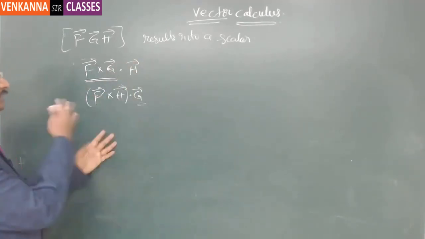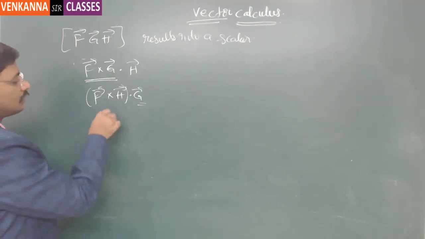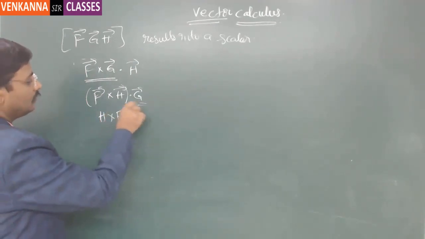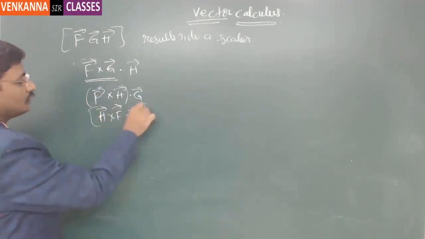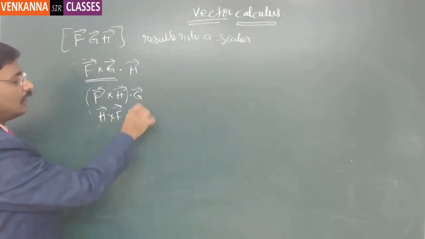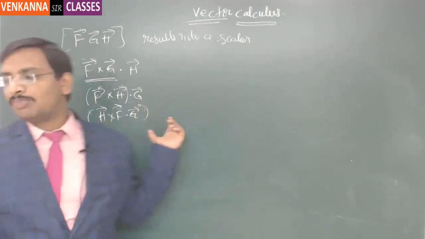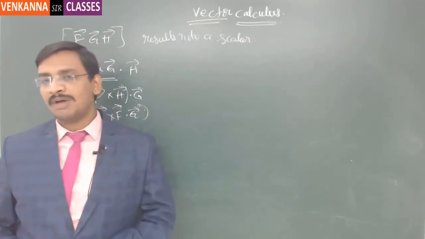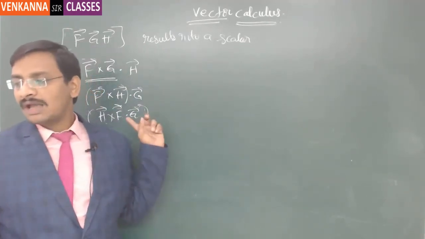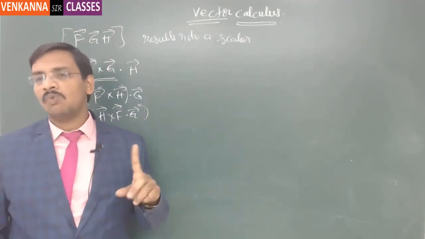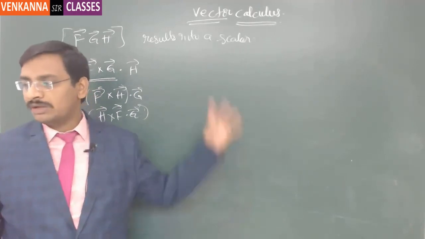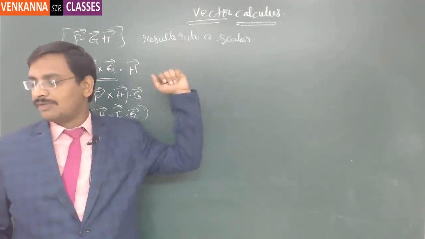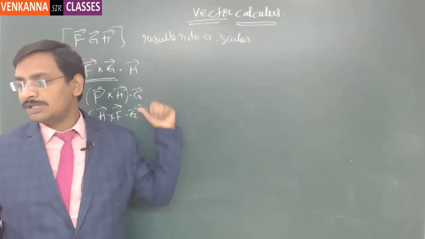Now even if you change the order, that is H cross F dot G, this also results in the same value. If these three represent three different sides of a parallelepiped, then this scalar triple product will result in the volume of that parallelepiped. That's why that volume number will be a scalar. So this is the fundamental principle behind this.